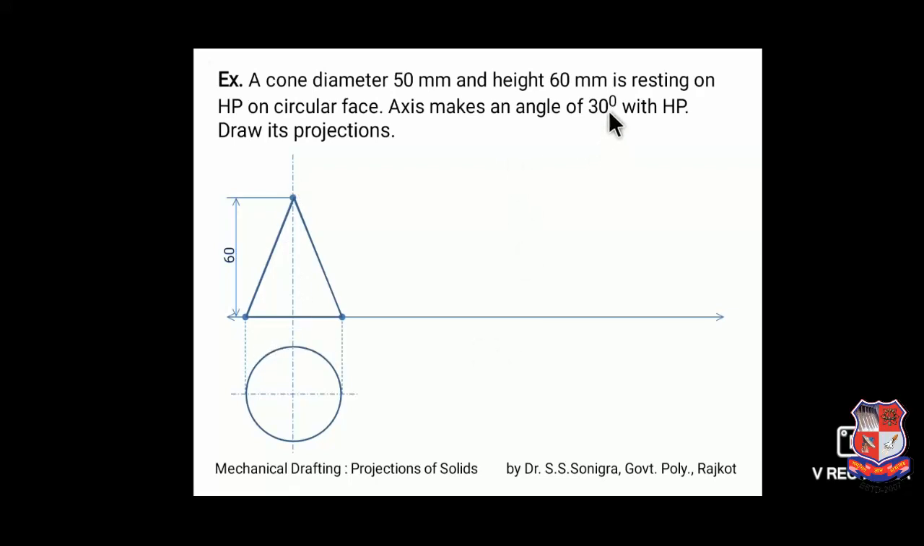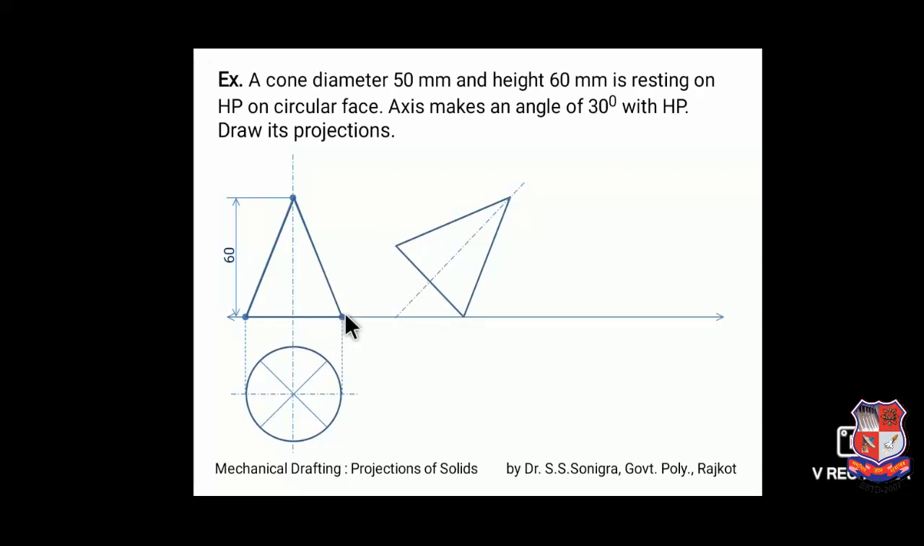That we have to make 30 degree because it is given that the axis makes an angle of 30 degree with HP. So rotate this triangle in such a way that the angle between this axis and the XY line becomes 30 degree. How to draw that? This angle is 30 degree, this angle is 90 degree. So what should be this angle? Yes, this angle will be 60 degree. So from any point on the XY line, draw a line at an angle of 60 degree like this, because this angle is 30 degree, this angle is 90 degree, this angle will be 60 degree.